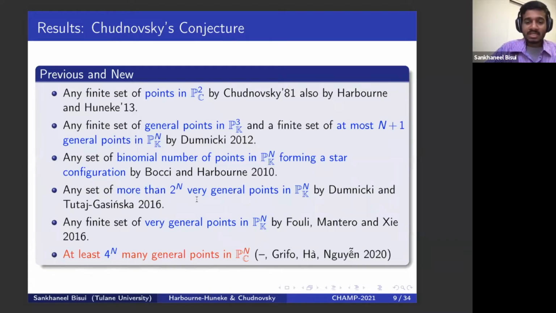And Fouli, Mantero, and Xie proved that Chudnovsky's conjecture is true for very general points in P^n_K. Now, Dumnicki and Tutaj-Gasińska used the technique of containment, and they proved the containment holds for those many points. And Fouli, Mantero, and Xie used some kind of geometric approach and used specialization. Now, in the recent work with Grifo, Ha, and Nguyen, we proved Chudnovsky's conjecture for at least 4 power n many general points.